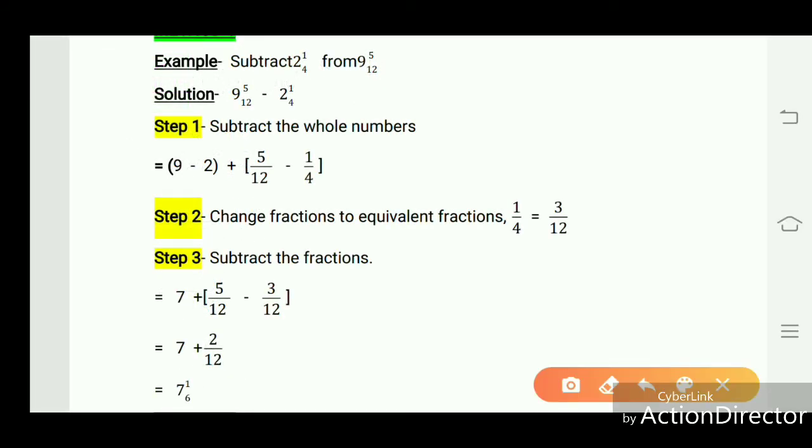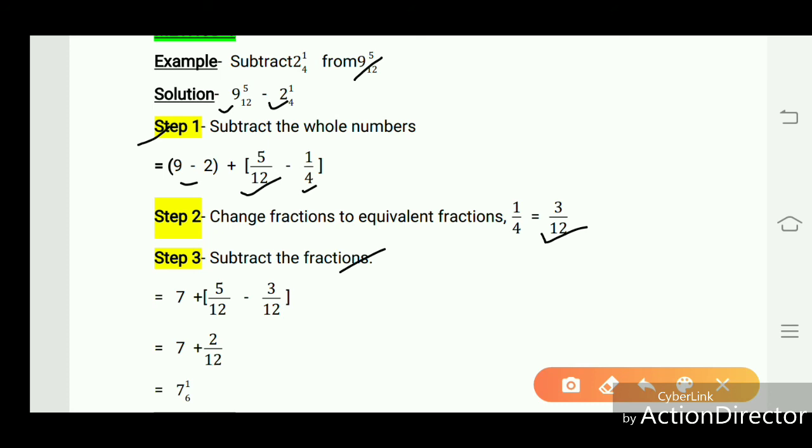Subtraction of mixed numbers. Here we subtract 2 whole 1/4 from 9 whole 5/12. Step one, subtract the whole numbers. Here the whole numbers are 9 and 2. First we subtract these both numbers, now we subtract the fractions 5/12 minus 1/4, and change fractions to equivalent fractions. 1/4 multiply by 3, so we get 3/12 here.